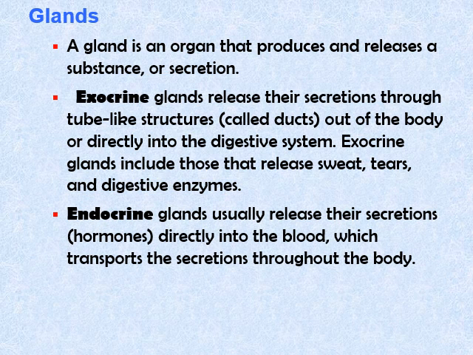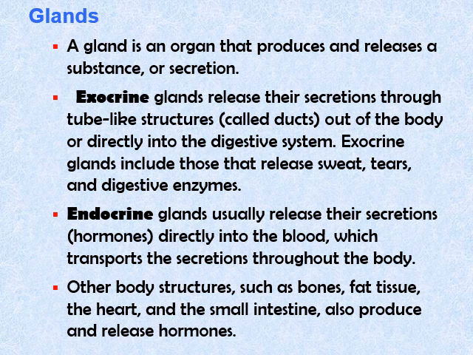Endocrine glands usually are ductless and release their secretions or hormones directly into the blood, which transports the secretions throughout the body. Other body structures such as bones, fat tissue, the heart, and the small intestine also produce and release hormones.